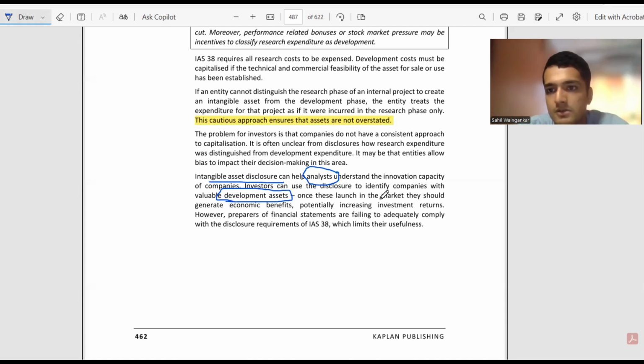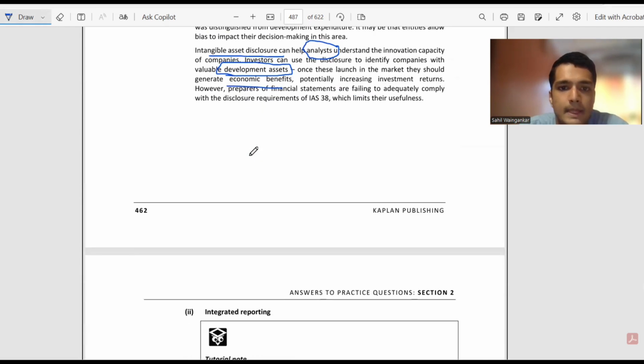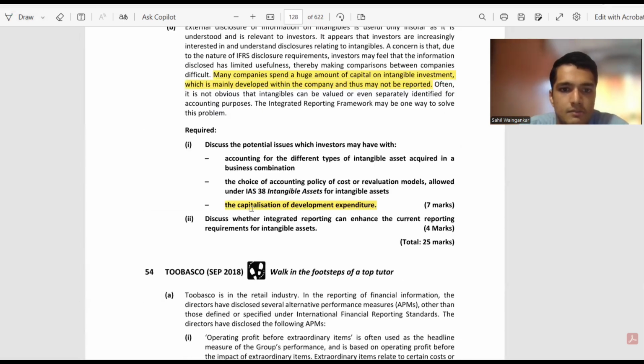Obviously, अगर investors उसके ऊपर पैसा डाल रहे हैं तो they should get back the investment returns. And जब भी हम लोग डेवलपमेंट कॉस्ट को कैपिटलाइज करते हैं, हम ये एक चीज देखते हैं कि वो चीज हमें इकोनॉमिक बेनिफिट्स देती है कि नहीं देती है. ठीक है, दैट्स इट. अभी नेक्स्ट क्वेश्चन पे आते हैं.